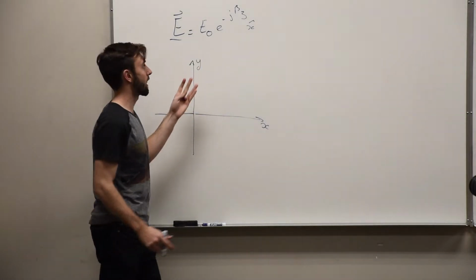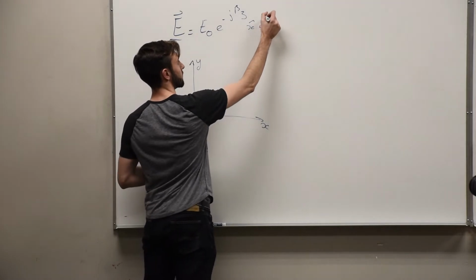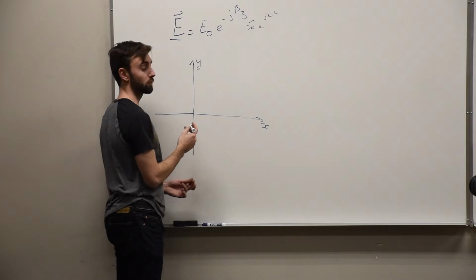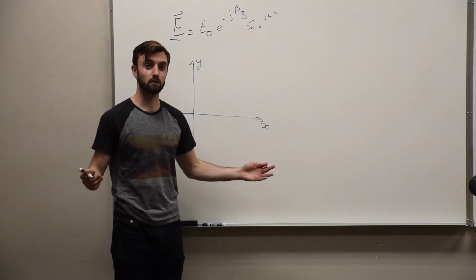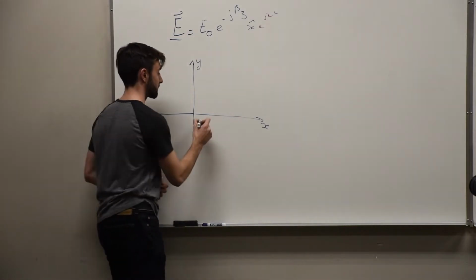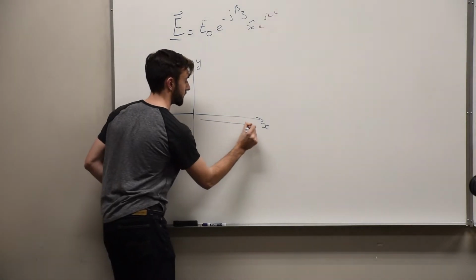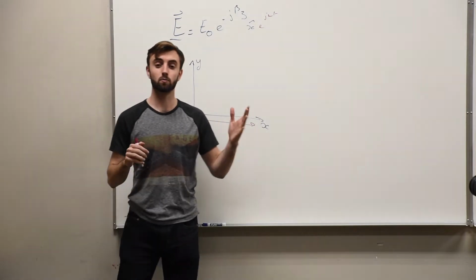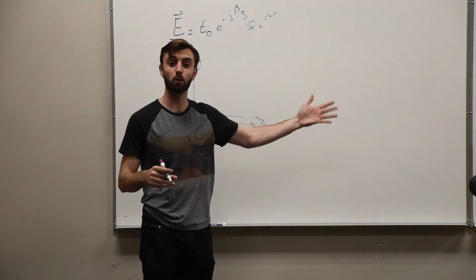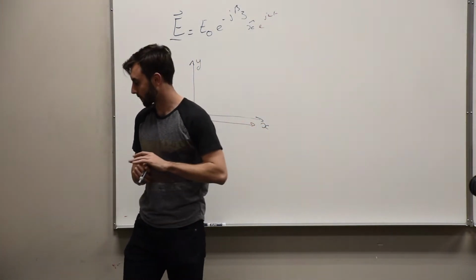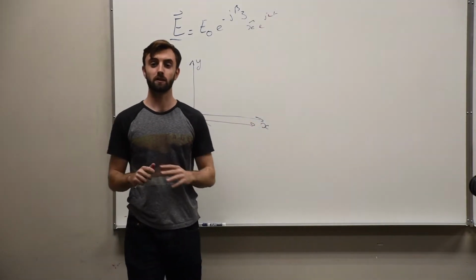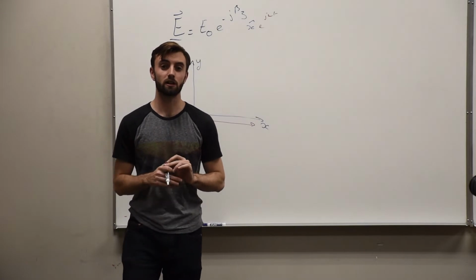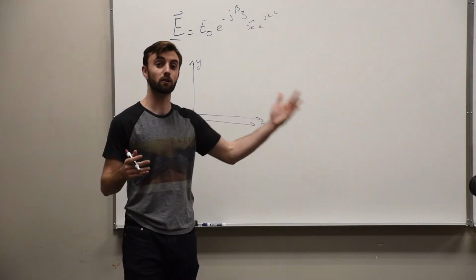We have an associated e to the j omega t component. So now, if we trace the electric field on this, we can see it oscillating in the x direction. Hence, this wave is linearly polarized in the x direction. The type of wave we just described is a linearly polarized wave. However, there are other types of polarization states, such as elliptical and circular.